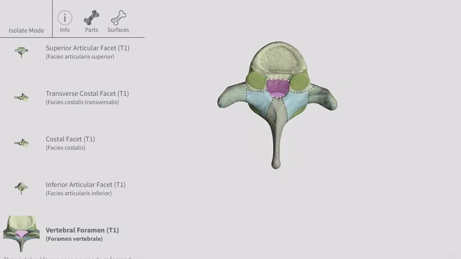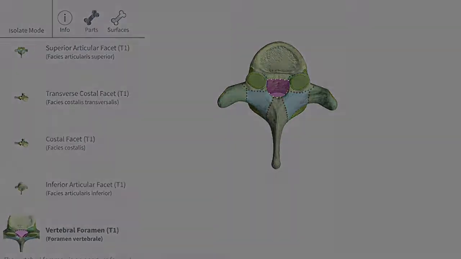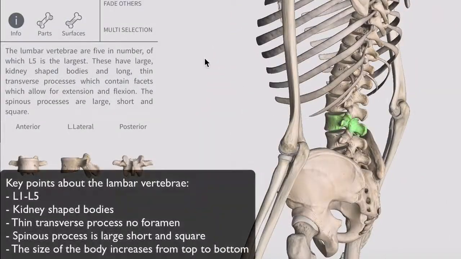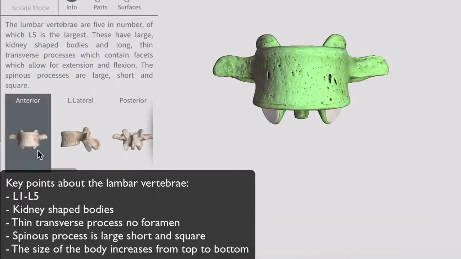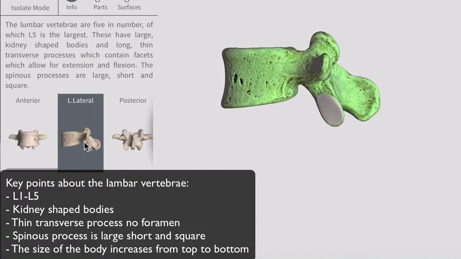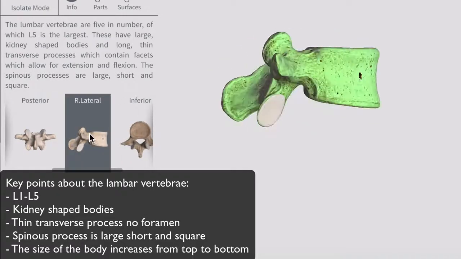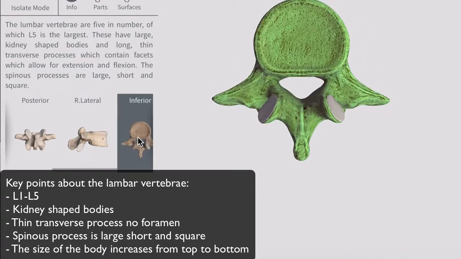So next, we're going to be looking at the lumbar region. There are 5 of them. They have kidney-shaped bodies and thin transverse processes, so they don't have any foramen. The spinous process is large, short, and square, and the size of the body increases from top to bottom. Okay, so we're going to go through the different parts of the lumbar region as well.